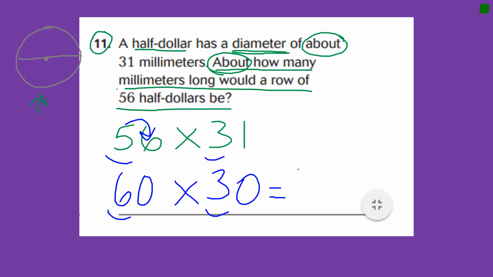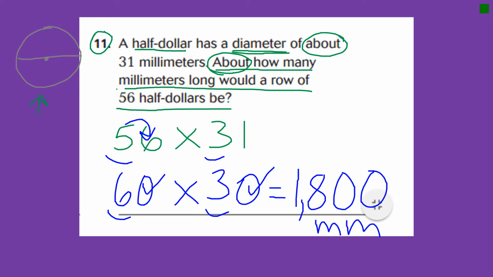6 times 3 is 18. And then there's a 0 there and a 0 there. Okay, because that 6 is 60, that 3 is 30. Okay, put our comma there. 18,000, and I'm just going to put the abbreviation for millimeters. So 56 1/2 would be about 1,800 millimeters long if they were all in a row. Okay? All right, so we're going to go on to the back.